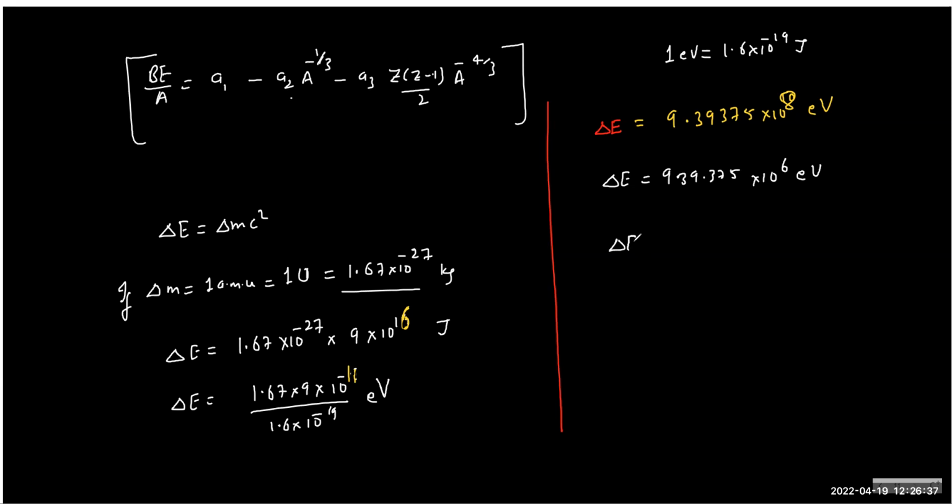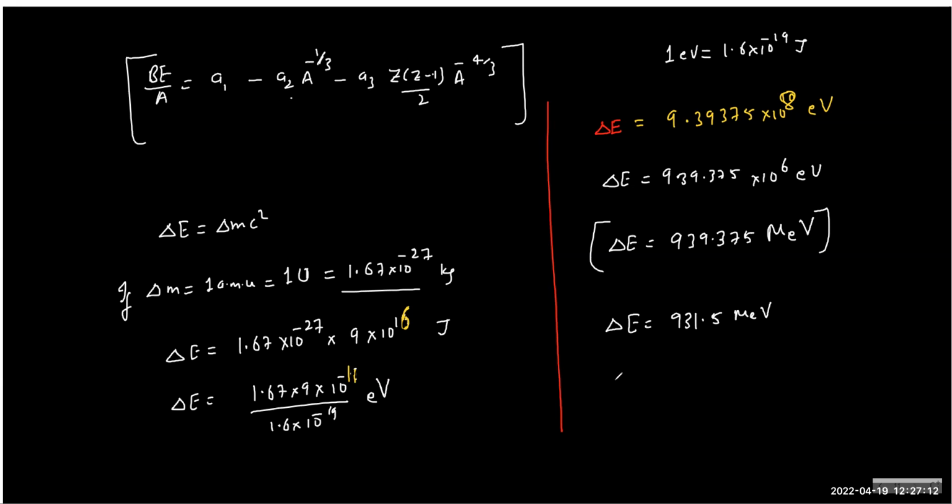So delta E we can write as roughly 939.375, and we write it as mega electron volt. So the energy of the nuclei is in the mega electron volt. Now this is the calculation we are getting, but in examination, the value which they generally mention is delta E roughly equals 931.5 mega electron volt. That is the energy released by one U.